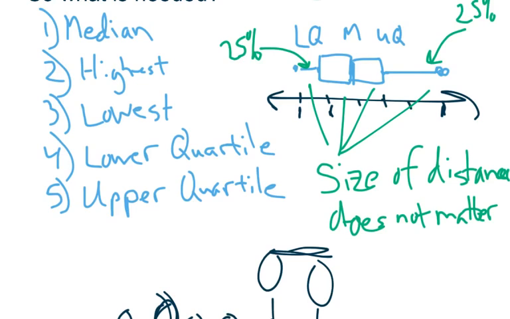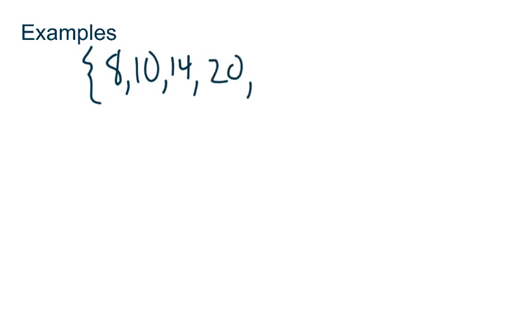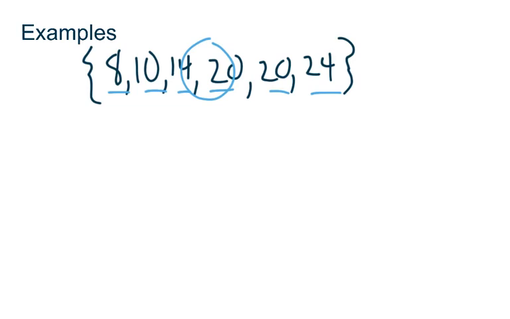And so let me walk through a couple of examples of how we find all this stuff. So let's just say we have the following data points: 8, 10, 14, 20, 20, 24. Okay, so first of all, find out how many we have: 1, 2, 3, 4, 5, 6 points. So the median is going to be right there. And that's what we have to do. We first have to identify these 5 components. So my median is going to be equal to the average of 14 and 20, which is 17.